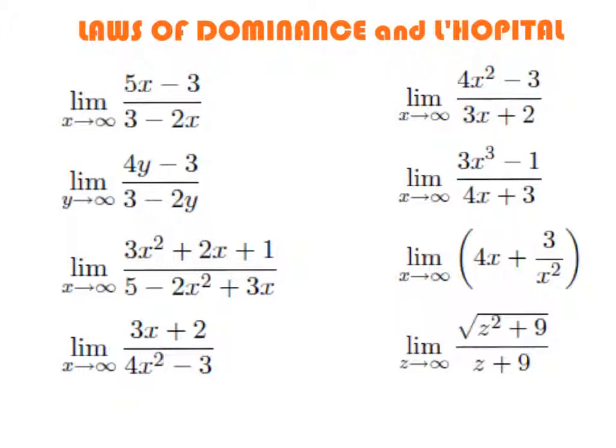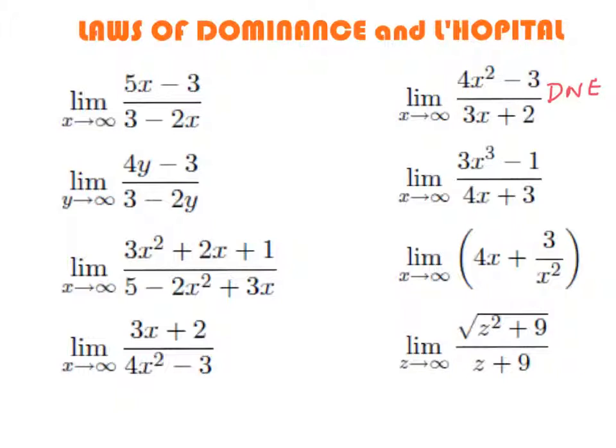The laws of dominance are the ones that say we're dominated by our highest power. For example, if the highest power is in the numerator, there is no limit. So let's point one of those out. Over here we've got an x squared in the top and no power on the bottom. So we would say that there is no limit, or the limit does not exist here. We could also talk about it being infinity, but I'll come back to that.